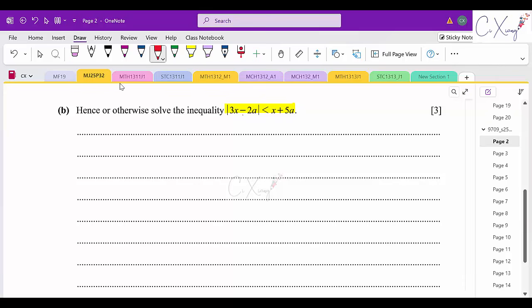For the modulus function, you're having two parts of the equation. The first part is the original equation, 3x minus 2a. Another part is the reflected part, where it will become negative 3x minus 2a. So I try to figure out the intersection points for these two curves first. So I'm having 3x minus 2a equals x plus 5a. Then another one is negative 3x minus 2a equals x plus 5a.